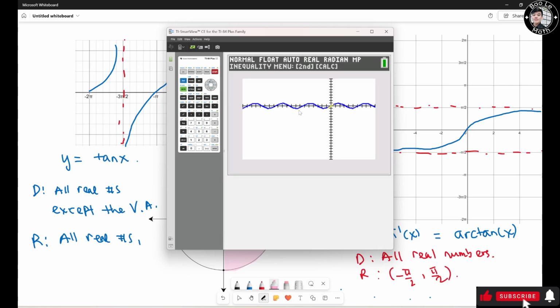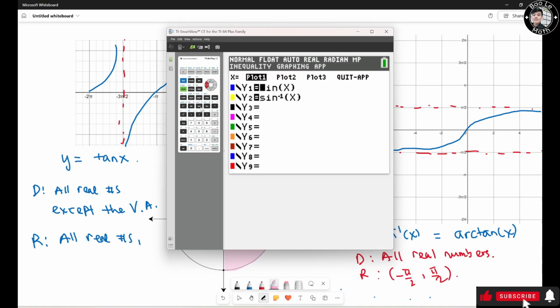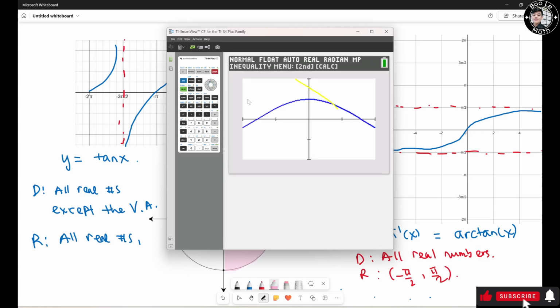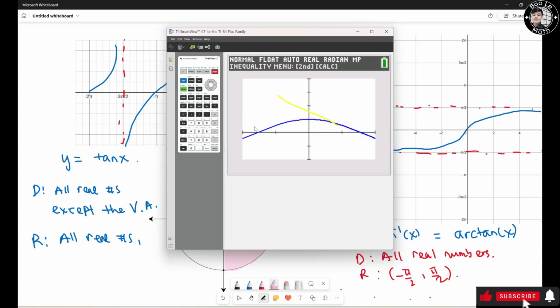Alright, now if you want to see this one clear, you need to hit the window. You adjust the window. I just put cosine, right? And right here I put cosine inverse, right? So second cosine inverse and hit graph, it's going to be like this. Alright, now if you want to see this one clear, you need to extend the positive y-axis, right? So you hit window, positive y-axis right here, you just put 4, hit graph, it's right here, right?